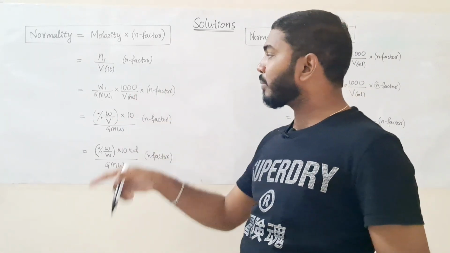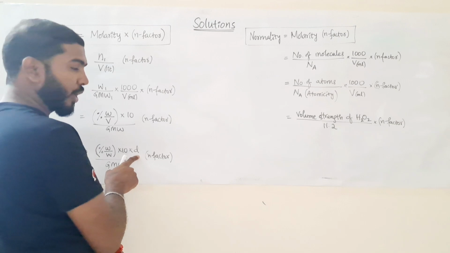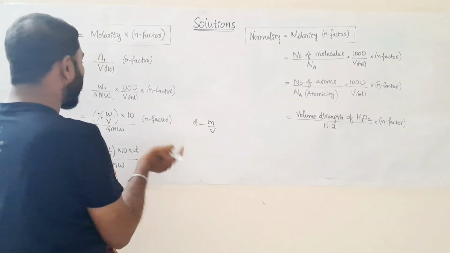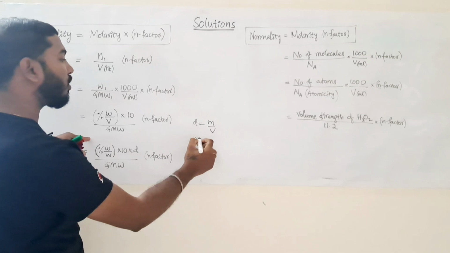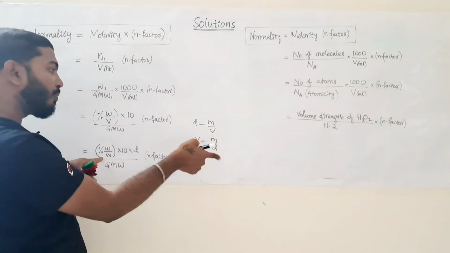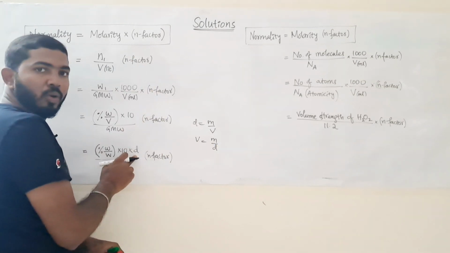Now when we convert this weight by volume into weight by weight, we need to take a density factor into the picture. Because we know that density is equal to mass by volume, we can write volume is equal to mass by density. Now in place of this volume, if you write mass by density or weight by density, the density will be going into the numerator.